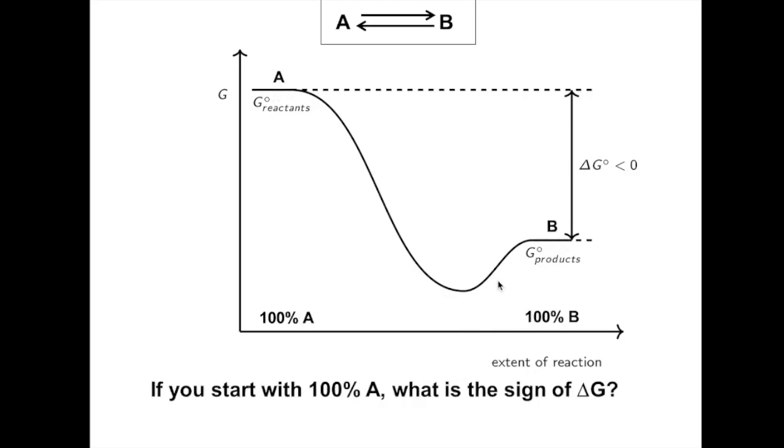We could say that in this one, if I start with 100% A, so this is starting to have language that describes a particular location on this surface, if I start with 100% A, what is the sign of delta G? Positive or negative? 100% A, is it positive or negative?